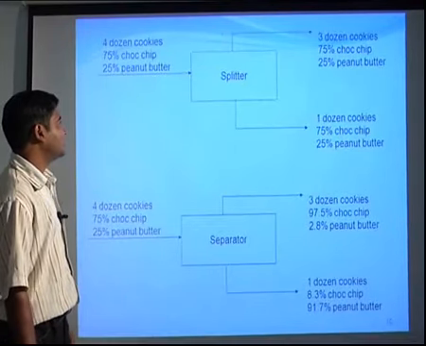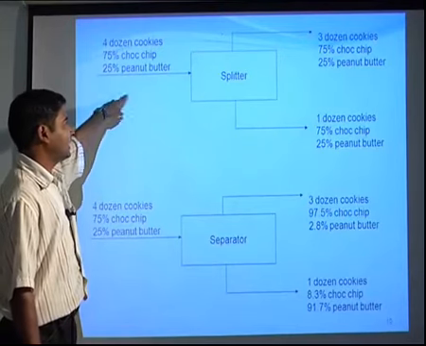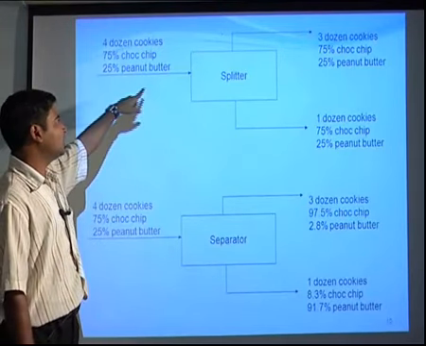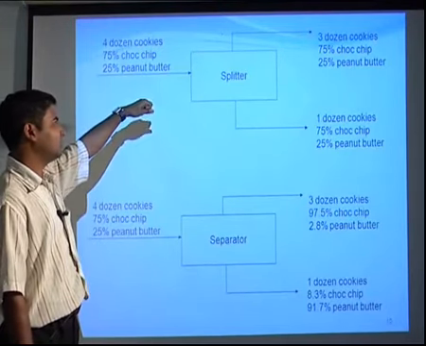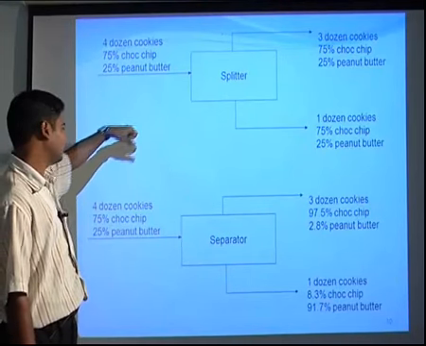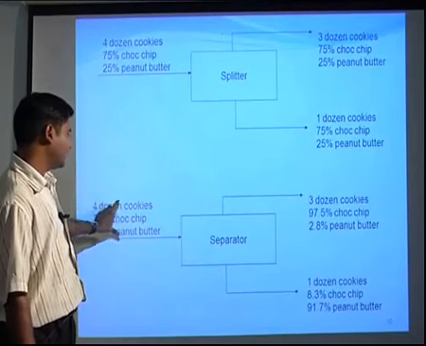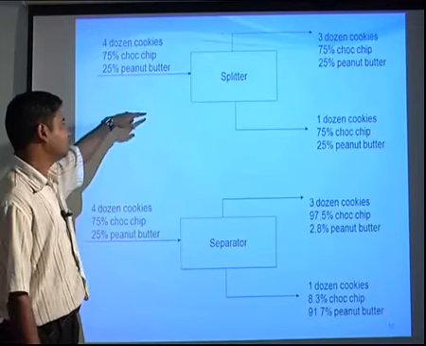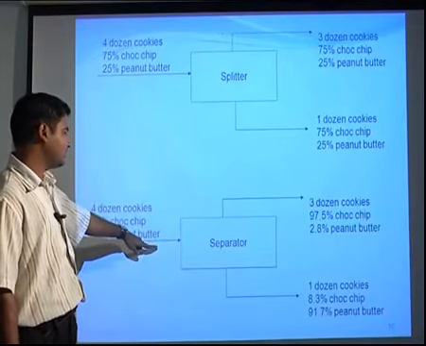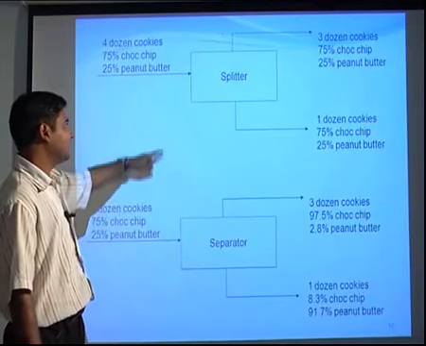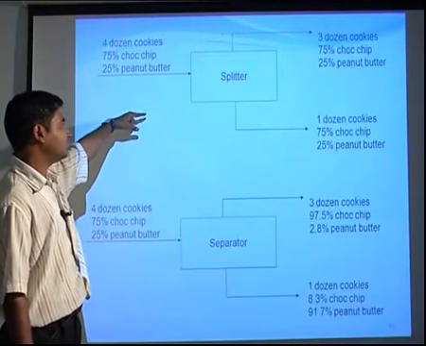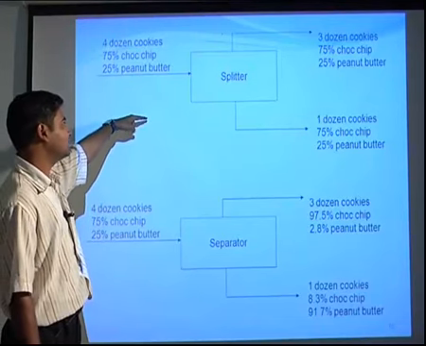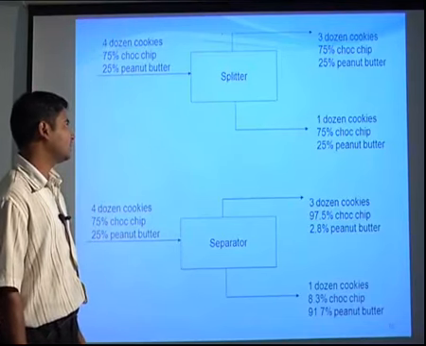The next operation is the splitter. The input to the splitter will be split into two, so we can have two outputs. And in a separator, whatever input it is, it is separated. The difference between splitter and separator: a separator will separate the two components, whereas a splitter may split one component or a mixture of n components.